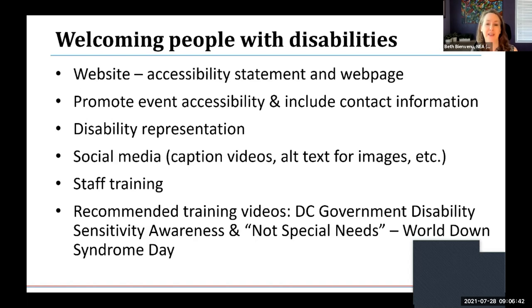When you promote your events, promote the accessibility features that you're going to have, and include contact information. Phone and email are both important so people have different ways of reaching you. Make sure there's disability representation. Like if you have photos in your brochure, make sure you're including people with disabilities. If you have photos on your website, but also anything else that you do, we'll be talking about that. And your social media, make sure that you caption your videos, provide alt text for your images, things like that.